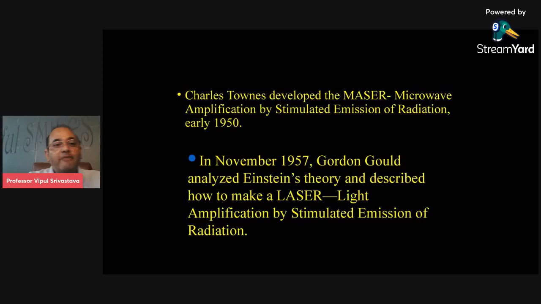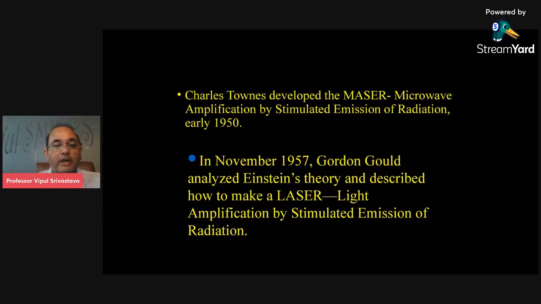Before that, we'll go through a little bit of history. It is always important to know history, like how this started and how we have come up to cutting edge technology. So we all know that Charles Townes in 1950 developed the masers. Masers are defined as microwave amplification by stimulated emission of radiation, in early 1950. In November 1957, Gordon Gould analyzed Einstein's theory and described how to make a laser, a light amplification by stimulated emission of radiation. So this was in 1957, Gordon Gould analyzed the theory, but the introduction of the real laser was in 1960.